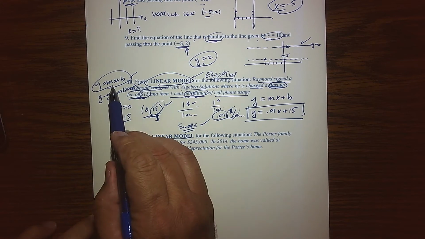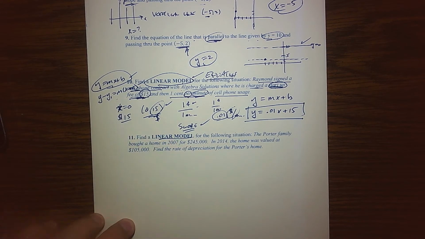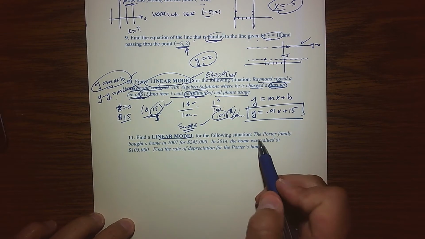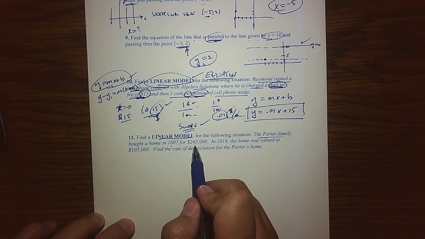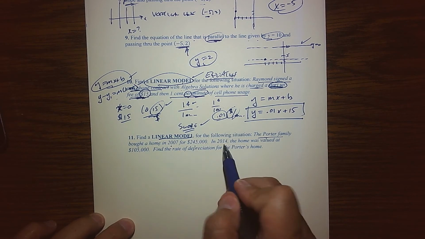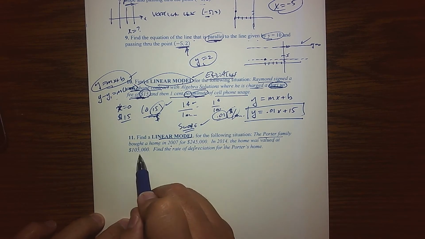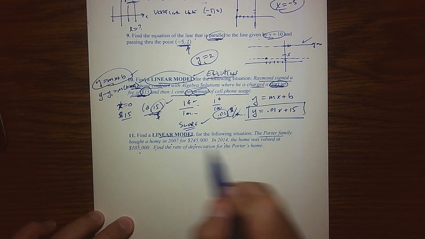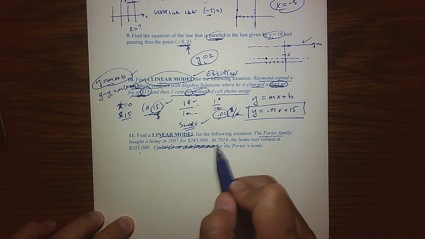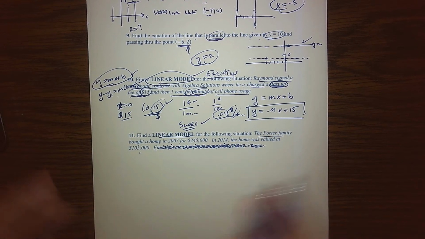So again, we get to choose slope-intercept or point-slope. And let's look at what's given. The situation says the Porter family bought a home in 2007 for $245,000, and in 2014 the home was valued at $105,000. So obviously it depreciated. What they want us to do is find the rate of depreciation. I actually want us to find the linear model. I think I miscopied something. So how do I find the linear model for that?